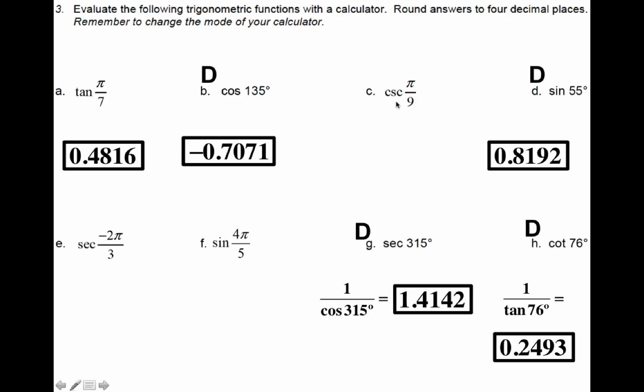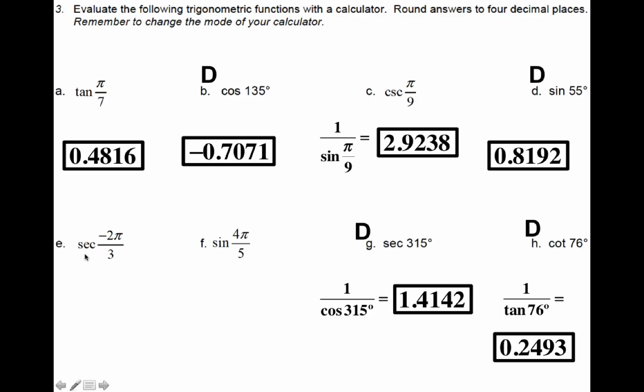For part C, it's also in radians. We have cosecant. That's going to be the reciprocal of sine. Remember, it's opposite of what it should be. So it's 1 divided by the sine of pi over 9. When you type that in, you should get 2.9238.